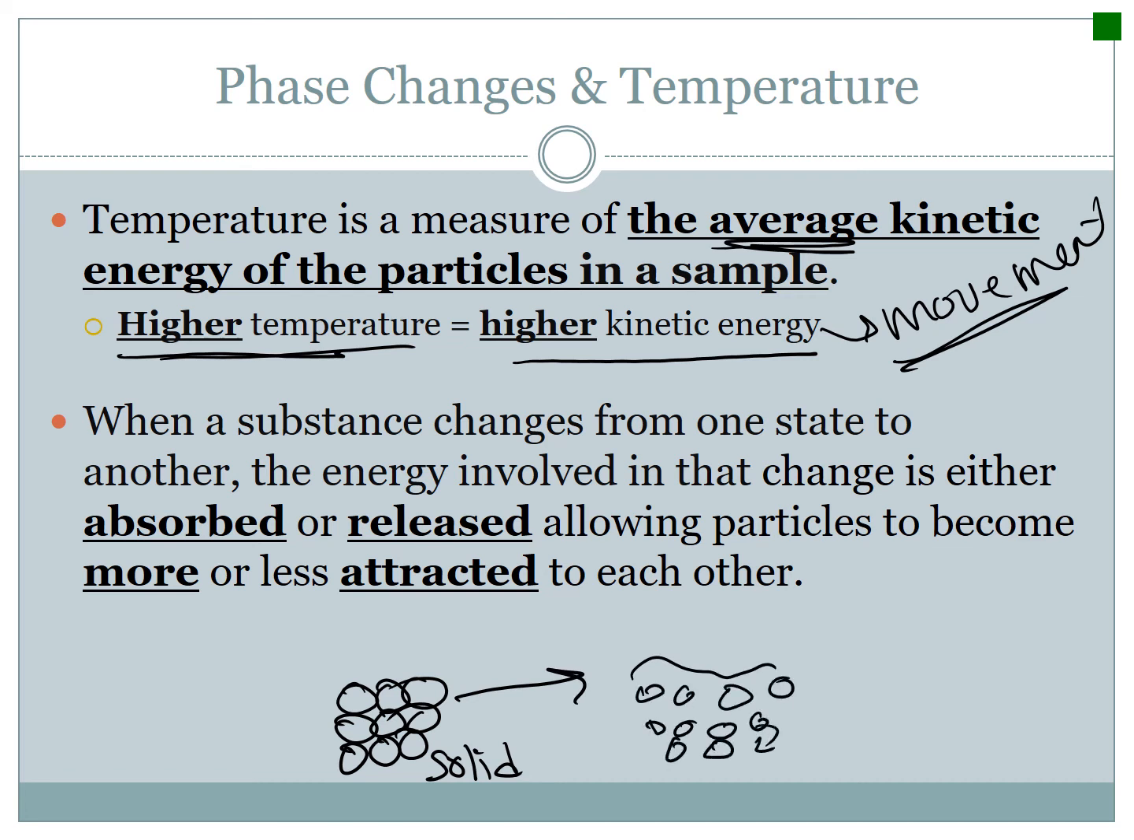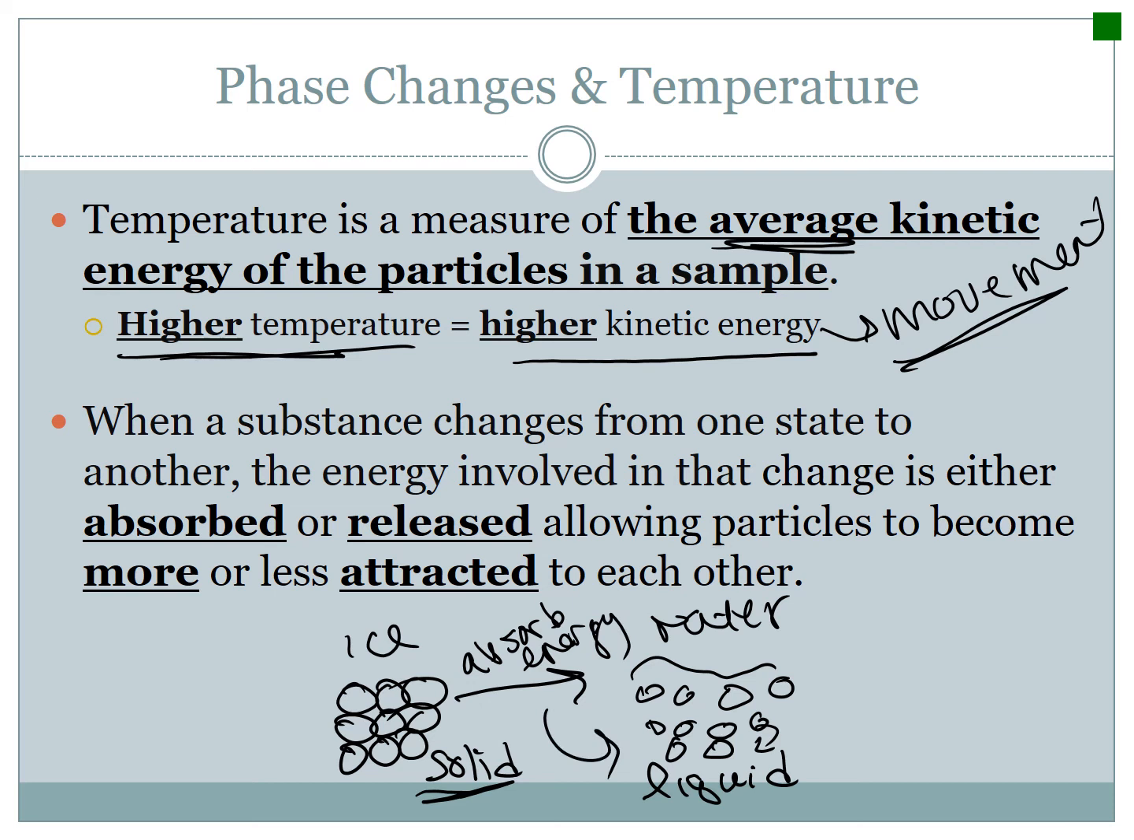How did I go about doing that? I think I drew too many particles. How did I go about doing that? How do I go from a solid, so let's say ice, to water? What has to happen? Well, the solid has to absorb energy in order to go to a liquid. That's why if you put ice outside on a hot day, it will melt pretty fast, because it's able to absorb that energy pretty fast.